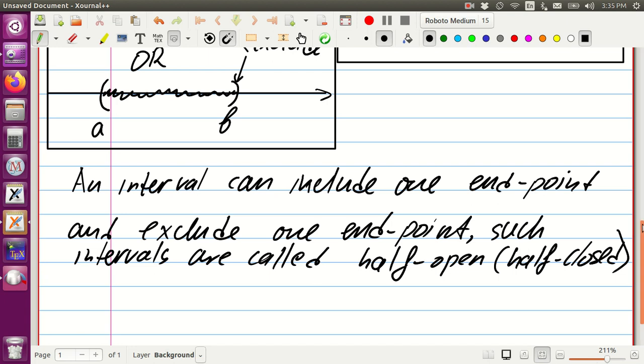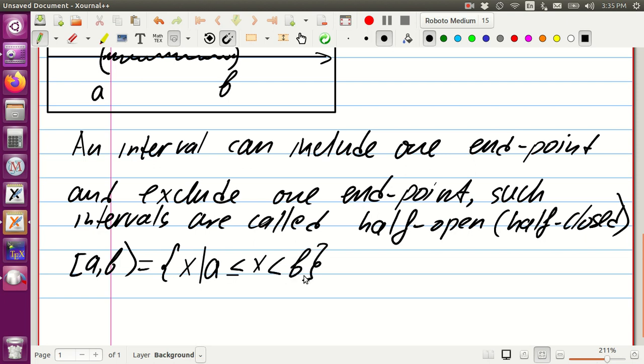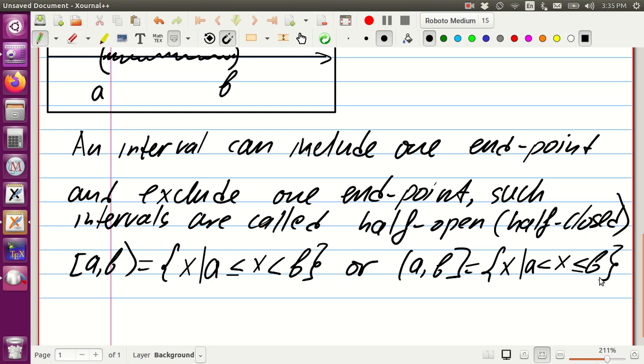All right, so let's look at a few situations that are possible. You can have interval AB like this, which would be x such that x is greater or equal than A, but strictly less than B. Or you might have AB like this, which means you take all x's such that x is strictly bigger than A and less or equal than B. So we use set notation to describe it.